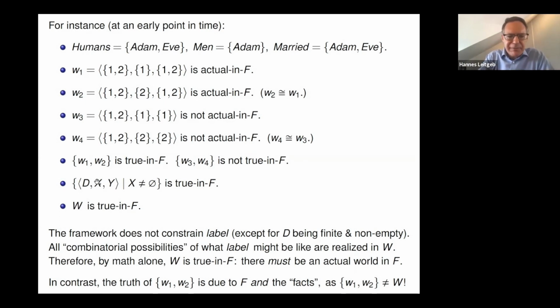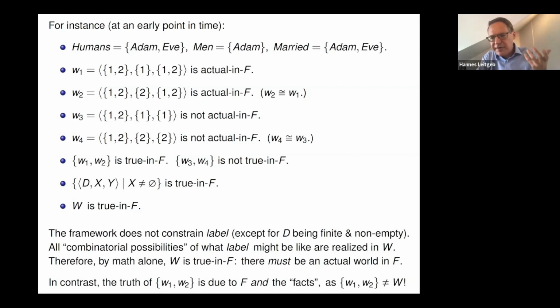And then if you take the set of all triples D, X, Y here, okay, then this is another true proposition where X is non-empty. Why is it true? Because it includes, for example, that world here, W1, and that's an actual world, okay? And the set of all worlds whatsoever, W, is also true.